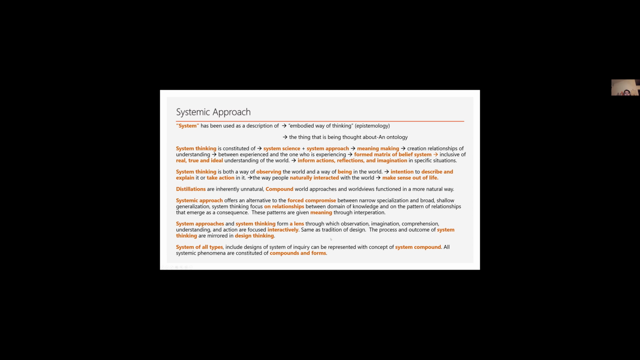System all type include design of system inquiry can be represented with concept of system compound. All systematic phenomena are constitutive of compound and form. So this mentioned a compound again. So the compound is all these elements come together. Since system thinking and system approach can be characterized as arising from a mix of different traditional approach, part of the design inquiry is action oriented. This also mentioned again, it's all about action. You understand the world, understand the systems, the nature of the system we work with in order to take actions, in order to add something into it.